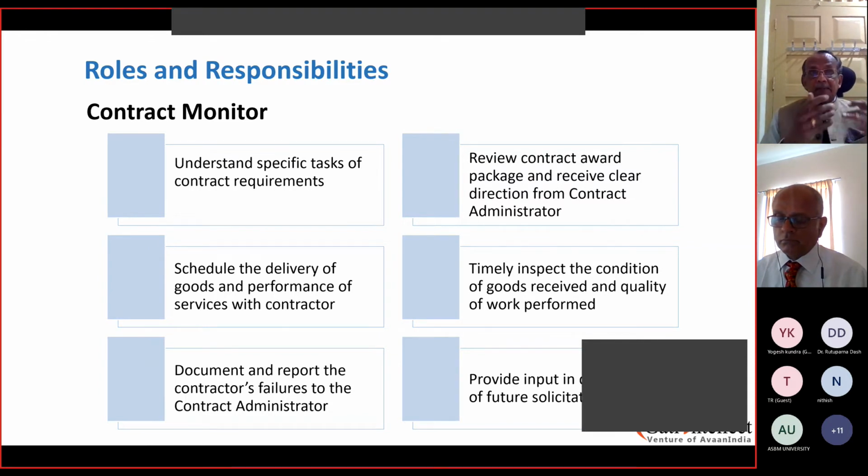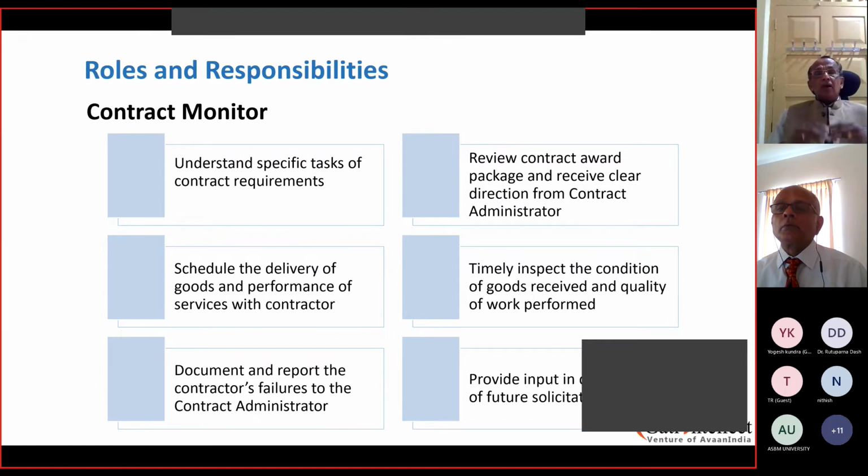See, these are things which have to happen on a continuous basis. As the Japanese say, it's kaizen, a continuous process of evaluation as well as development. If there is any fault, if there is any mistake, it has to be pointed out and rectified as well. Document and report the contractor's failure to the contract administrator. If there is a failure, it has to be reported, along with what action he has taken to correct it. And lastly, provide input for future solicitation. So this is the contract monitor.